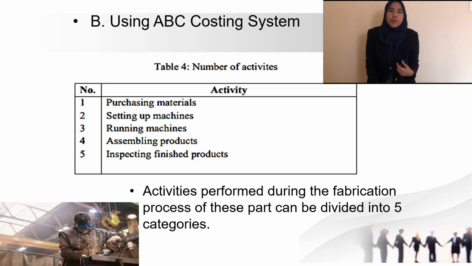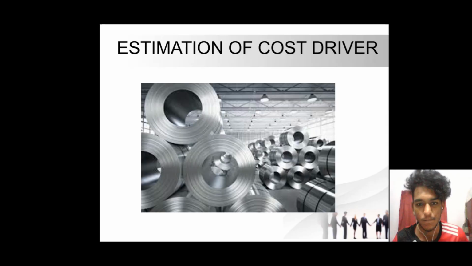The activities performed during the fabrication process of these parts can be divided into 5 categories, which are shown in Table 4. The first category is packaging material, second is setting up machines, third is running machines, next is assembling products, and the last one is inspecting finished products.